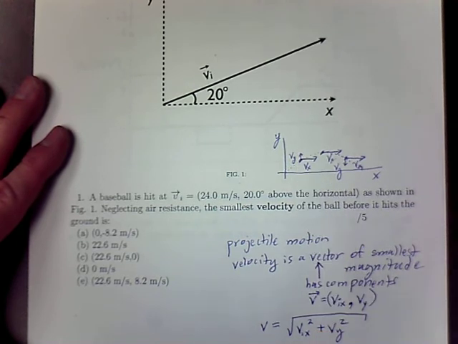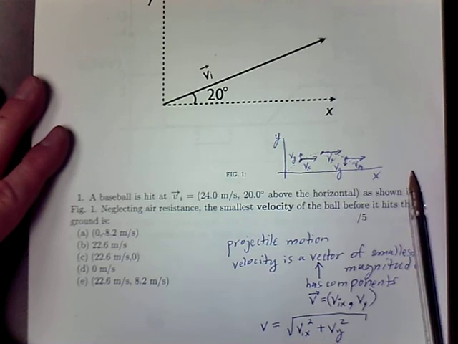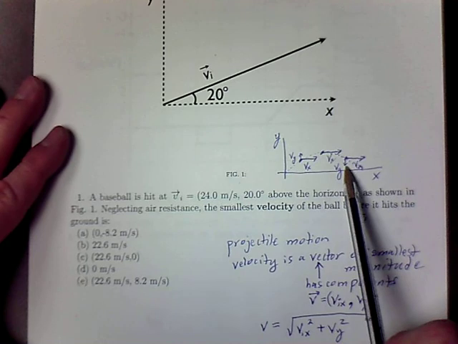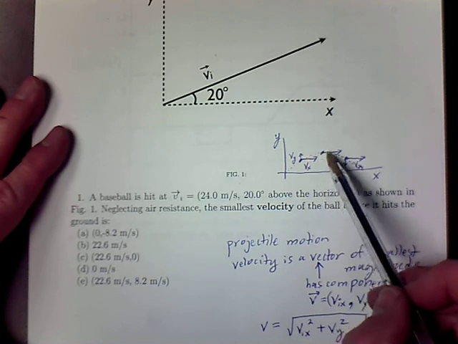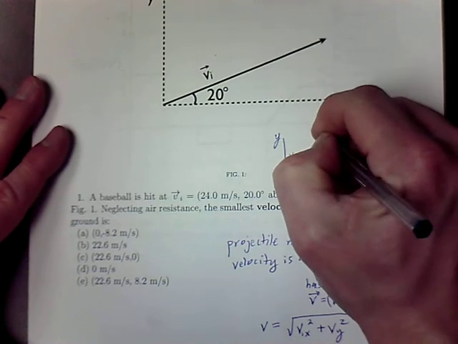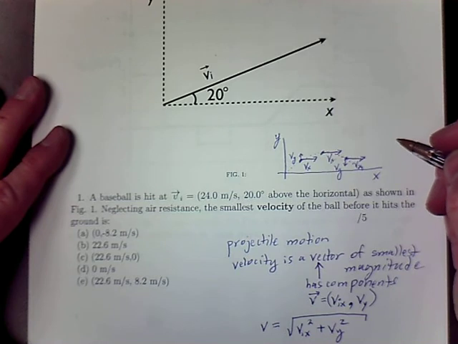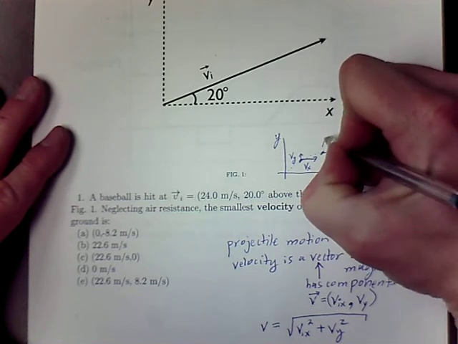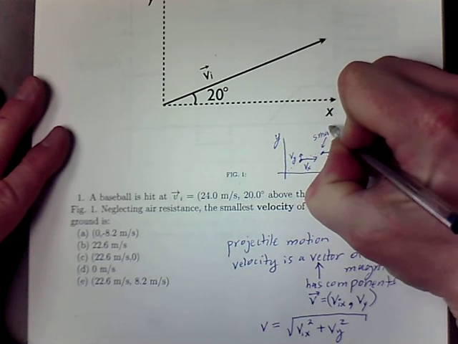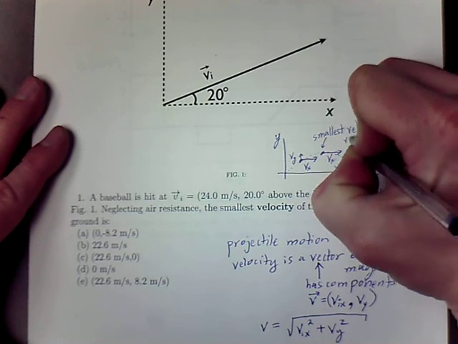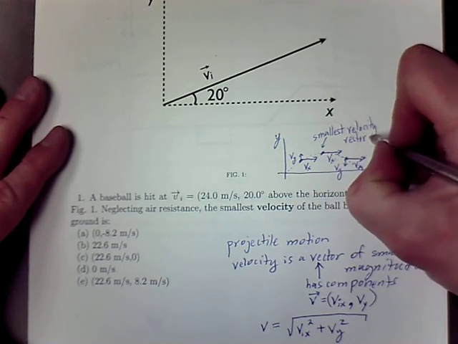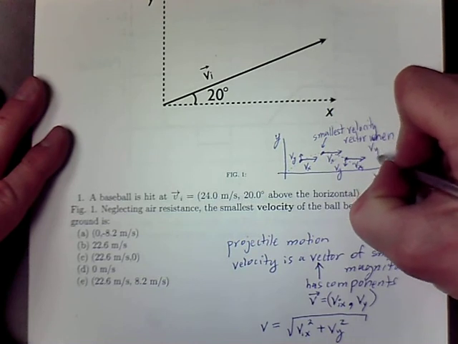We know that on the way up, we've got a positive velocity component in the y-axis and a negative velocity component in the y-axis on the way down. But in terms of the size of our velocity vector, our overall vector is going to be longest, if we do vector addition, at the very top. It's going to be smallest at the very top. So smallest velocity vector when at the top, when Vy is equal to 0.